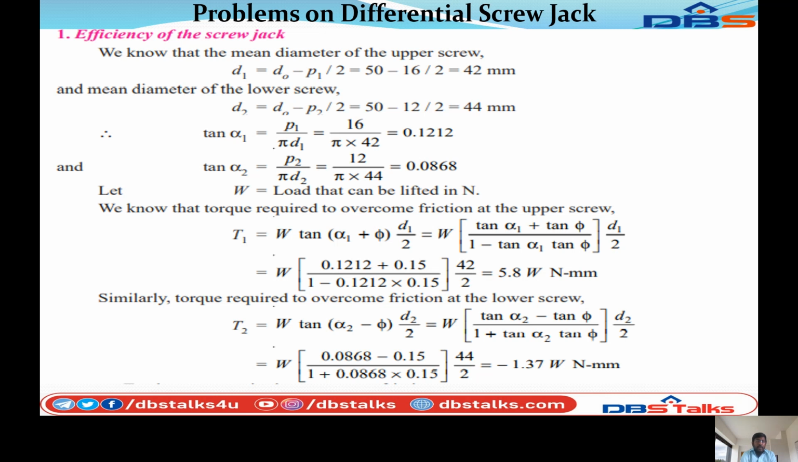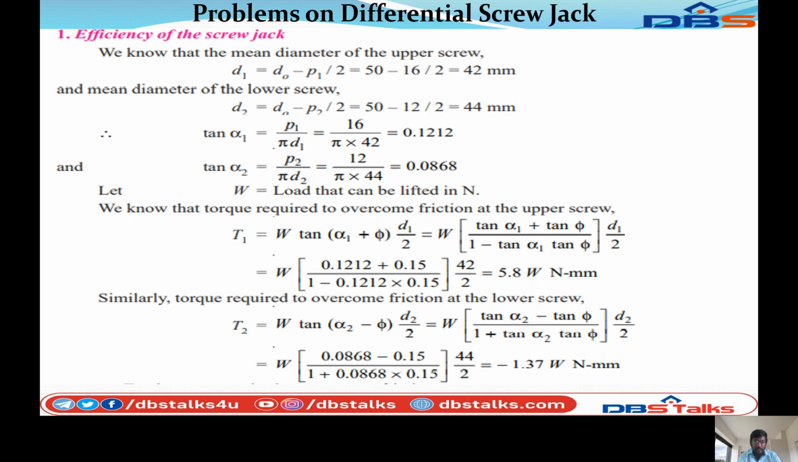Similarly, the torque required to overcome the friction at the lower screw. Next we can calculate the torque required to overcome friction at the lower screw. So T2 is equal to W into tan alpha 2 minus phi. The upper screw is alpha plus phi, so the lower screw is alpha minus phi. W into (tan alpha 2 minus tan phi) by (1 plus tan alpha 2 into tan phi) into D2 by 2.